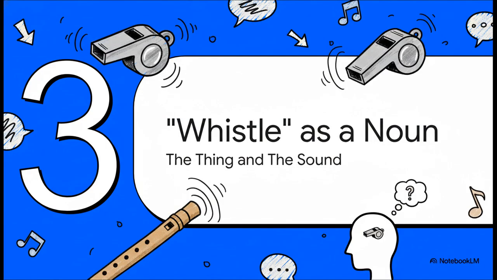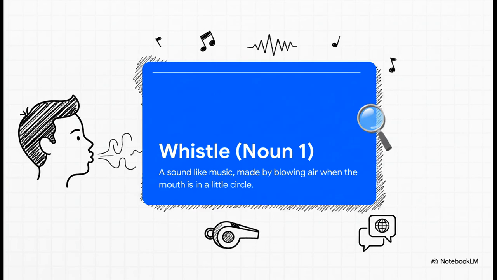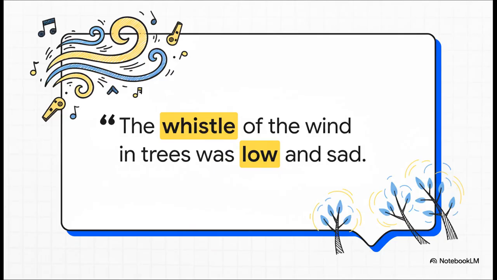Okay, first up, let's see how whistle works when it's a thing, when it's a noun. It actually has two different meanings, and the way they're explained is just brilliantly simple. Okay, now what's so cool about this is the definition itself. It doesn't use other complicated words like high-pitched or tone. It just describes the physical action, blowing air when the mouth is in a little circle. I mean, anyone can picture that, right? It's pure descriptive clarity.